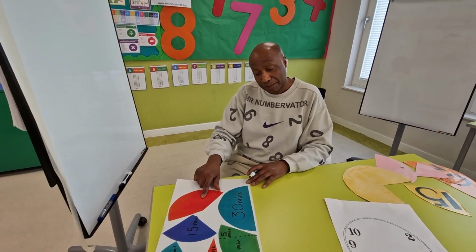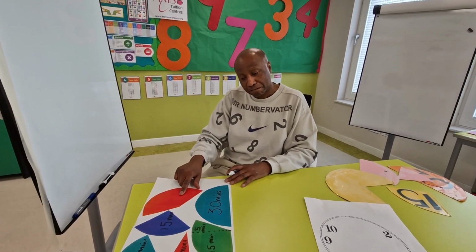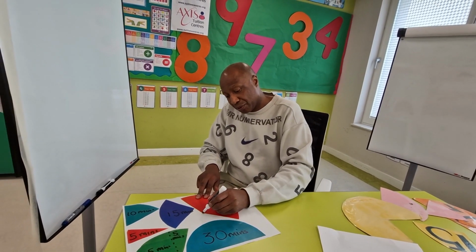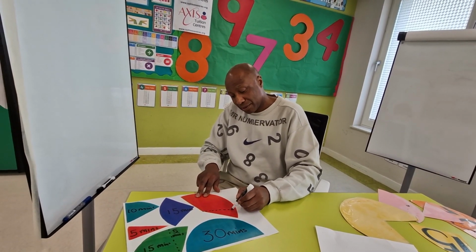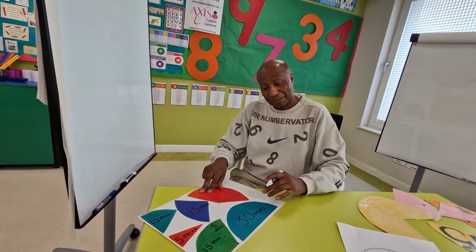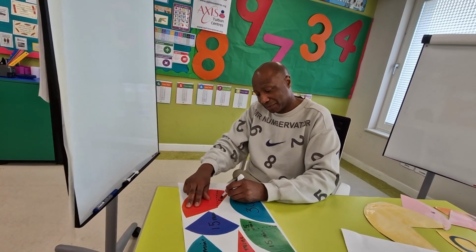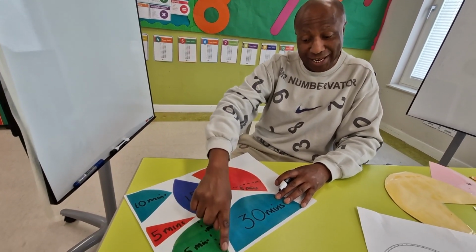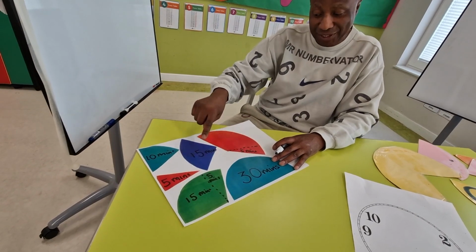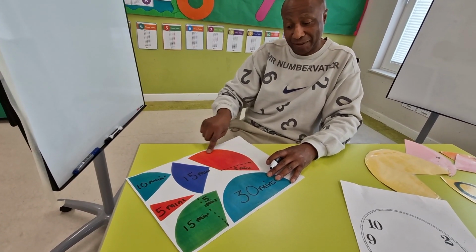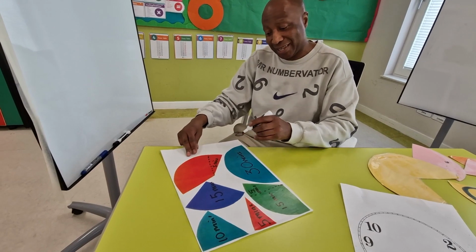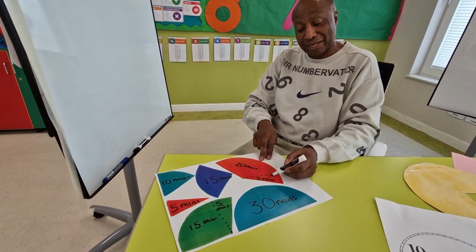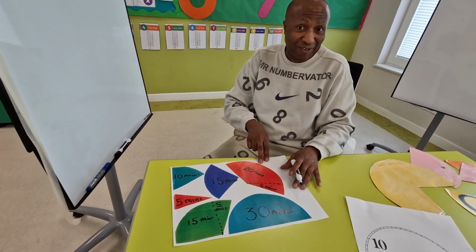What about this one? Now, I am thinking that if I put a line here, like that, that's worth 5 minutes. And I now know that this whole sector is the same size as this whole sector here. And this was worth 20. So this must be worth 20. And 20 plus 5 equals 25 minutes.